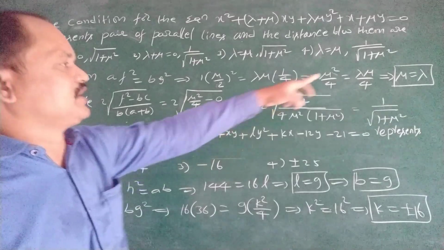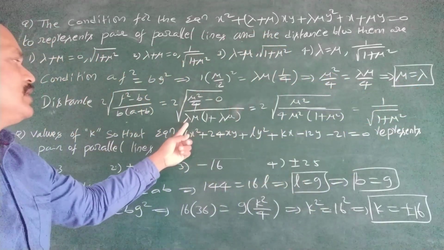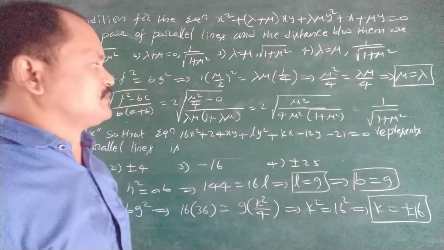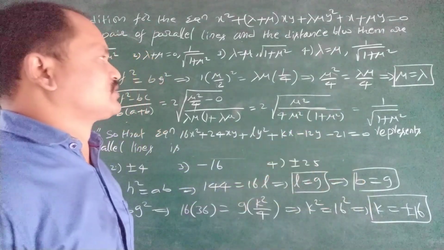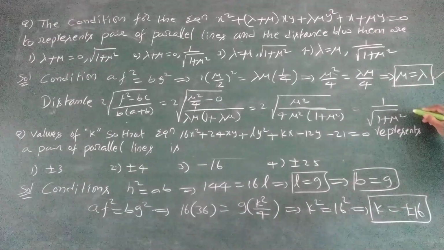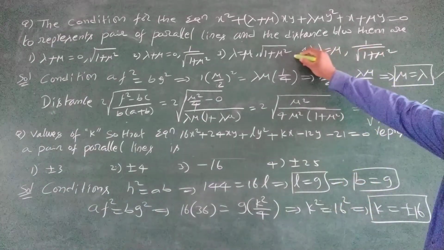Here lambda is equal to mu. In place of lambda mu, lambda into mu is nothing but mu square. Here it is 1 plus mu square. Then 2 gets cancelled, 1 by mu square. That's why its condition is mu is equal to lambda, and the distance is 1 by root 1 plus m square. That's why that is the fourth option.